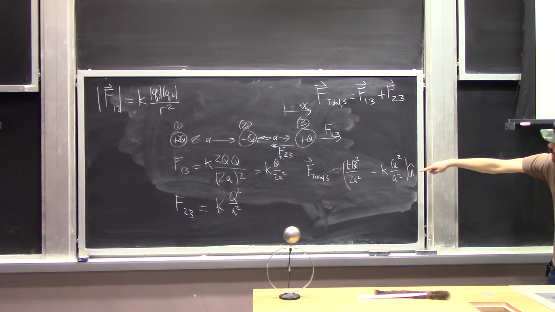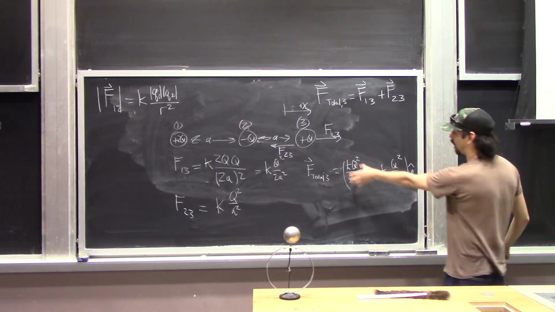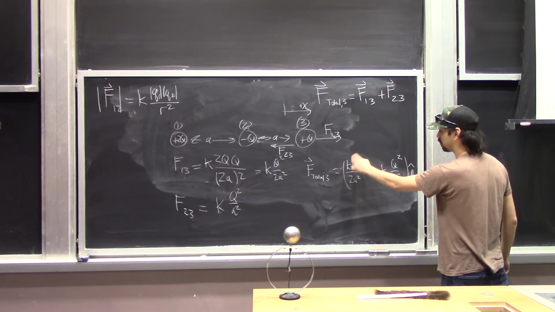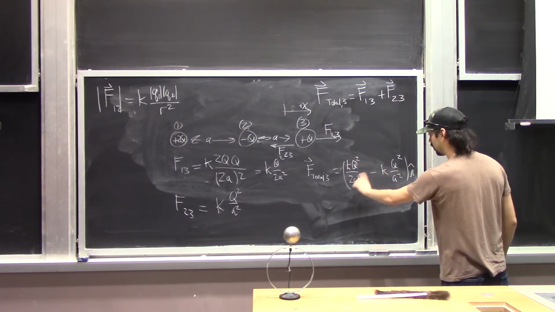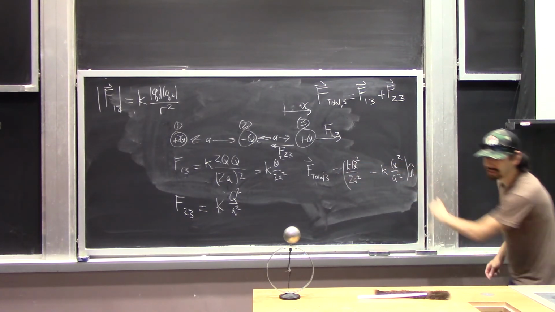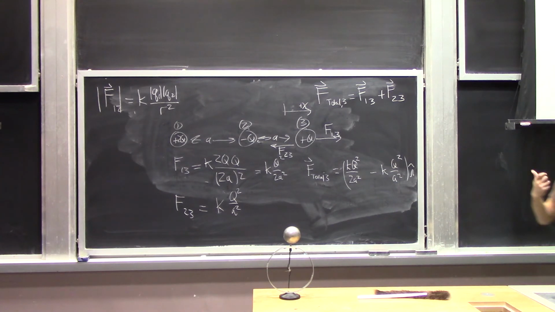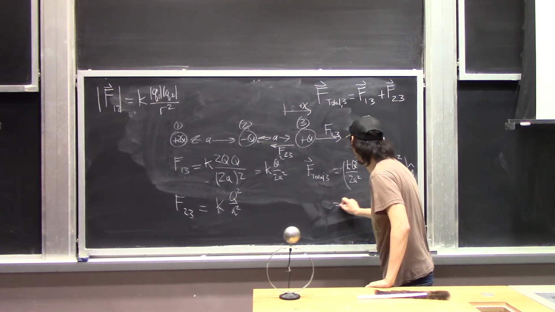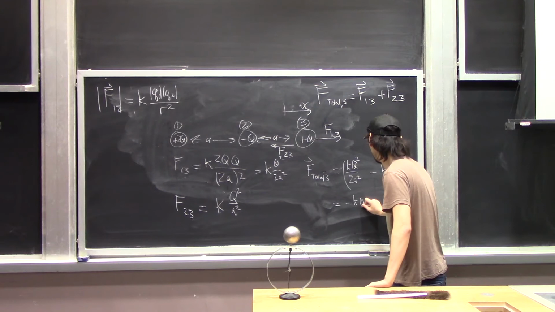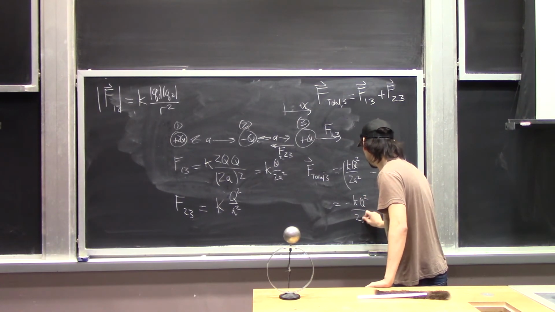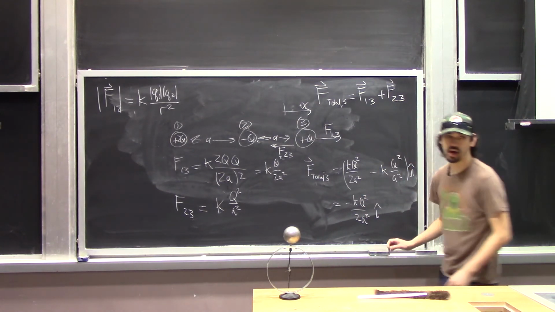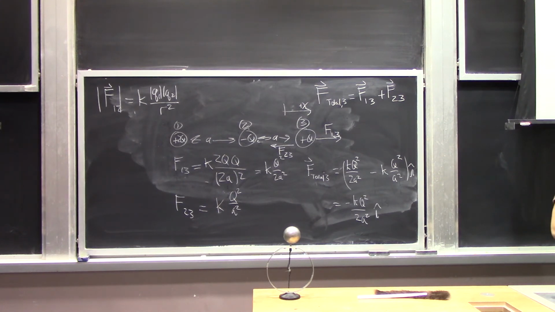And so when we take this difference, we could factor out the kq squared over a squared that's common to both of these terms. We really just have a half minus 1. A half minus 1 is just going to be negative a half. And so this is going to be minus kq squared divided by 2a squared in the i hat direction. Okay? Any questions about that?